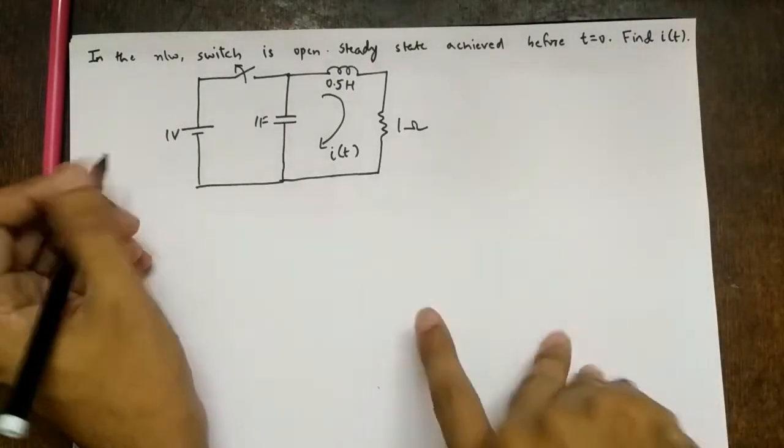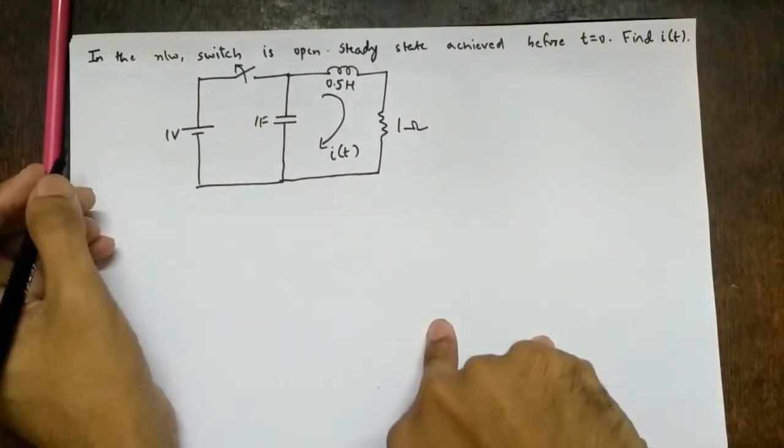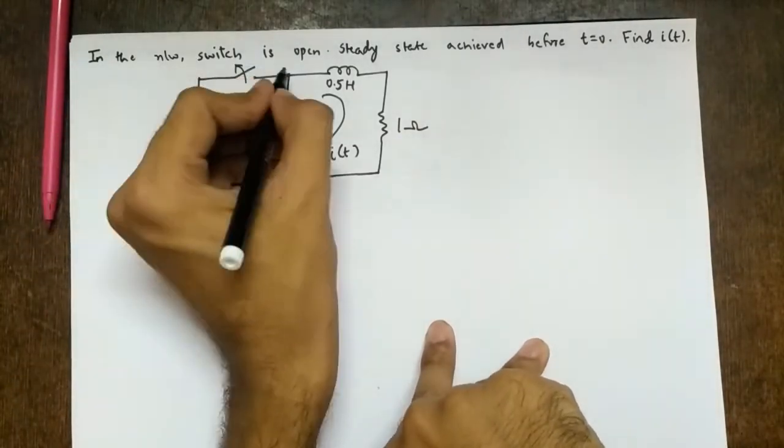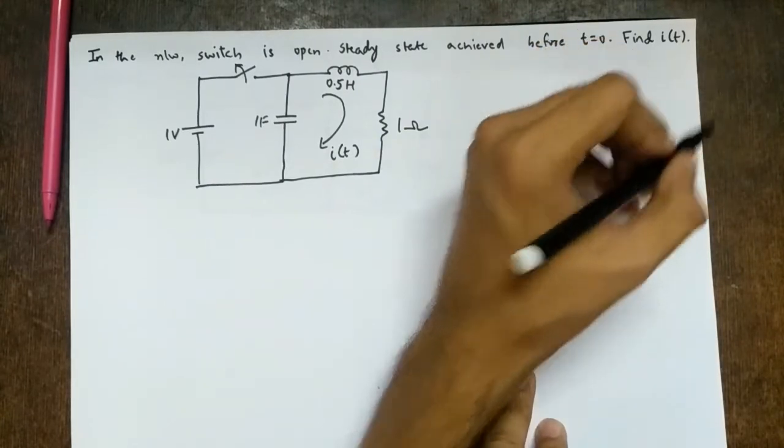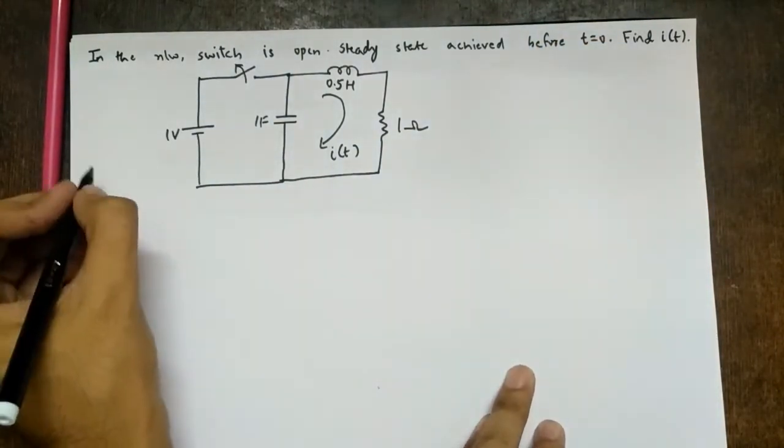And I have taken all the sums in the book for this topic, so you don't have to worry. So next, in the network, the switch is open. Steady state is achieved before t equal to 0. Find i(t). As usual, it is the same type of sum.